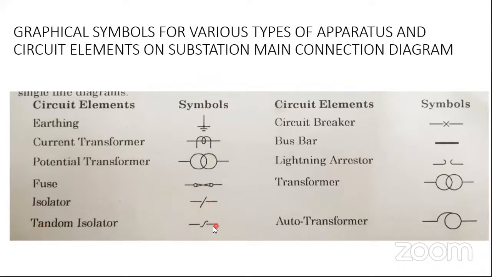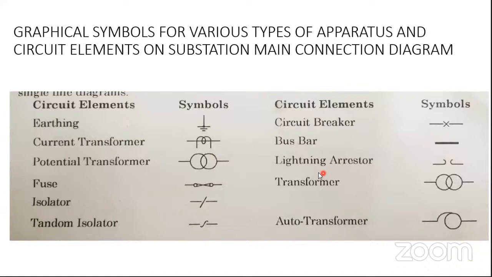Then a tandem isolator with a curved line. Circuit breaker is represented with a straight line in between two straight lines with a cross, the X mark in the middle. Bus bar is represented with a solid line. Whenever you observe a solid line in any network, it means it is a bus bar.